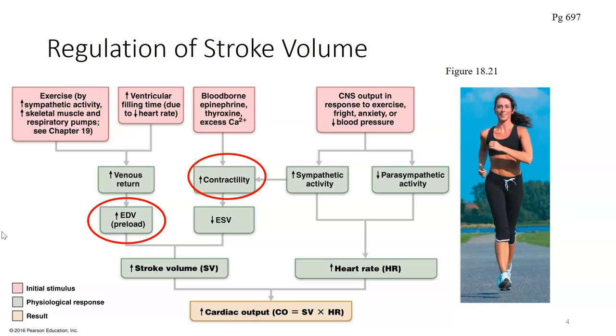Afterload is a back pressure exerted by arterial blood. Afterload is pressure that the ventricles must overcome to eject the blood from the chambers. Back pressure from arterial blood pushing on the semilunar valves is a major pressure. Aortic pressure is around 80 millimeters of mercury, and pulmonary trunk pressure is around 10 millimeters of mercury, millimeters of mercury being the standard measure of blood pressure. Hypertension, or high blood pressure, increases afterload, resulting in increased end systolic volume and reduced stroke volume.